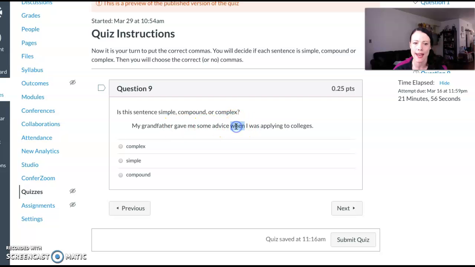I see this "when." So let's check it. Do I have a subject and a verb? I do: when I was applying to colleges. So that's going to be a dependent clause, starting with my subordinating conjunction. And over here, my grandfather gave me some advice. That is an independent clause. One independent, one dependent means we have complex.